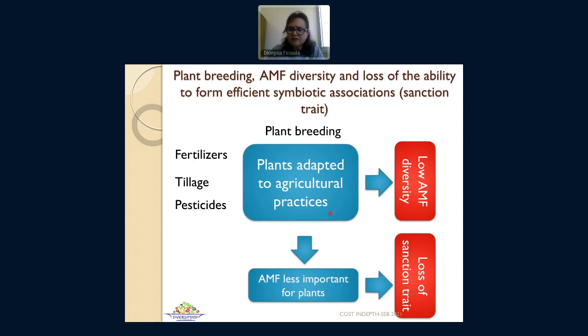Here we see this concept in the graph. Under modern plant breeding, the plants are adapted to agricultural practices of high fertilizers and use of multiple pesticides, tillage, etc. The AMF diversity is reduced. The AMF becomes less important for plants because they have all the other resources, and this leads to loss of the ability to form efficient symbiotic associations.